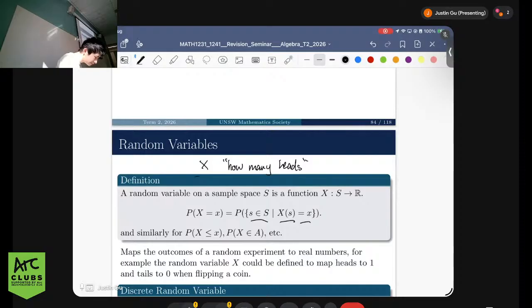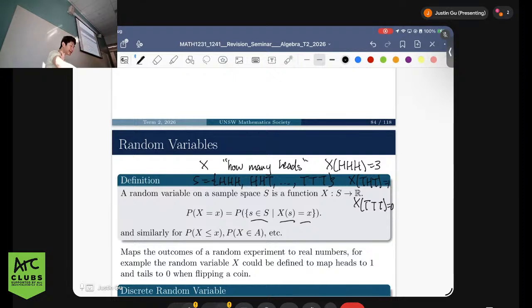Then our sample space would be heads, heads, heads, heads, heads, tails, and so on and so forth, all the way up to tails, tails, tails, right? So X of heads, heads, heads would be 3, X of tails, heads, tails would be 1, and X of tails, tails, tails would be 0. So X is kind of like a function that looks at the event in your sample space and says, okay, this variable that we're tracking happens so and so many times in here.